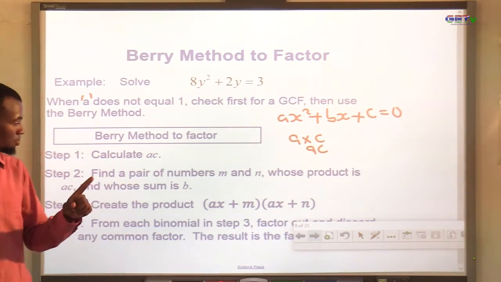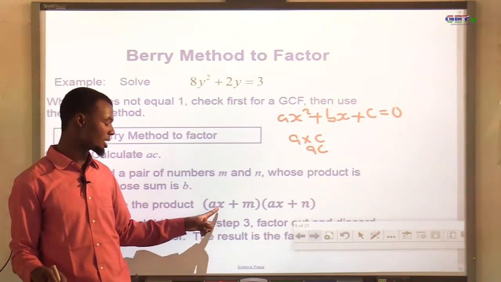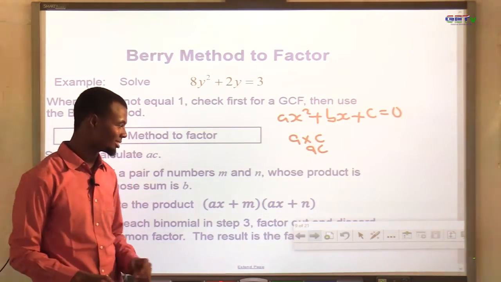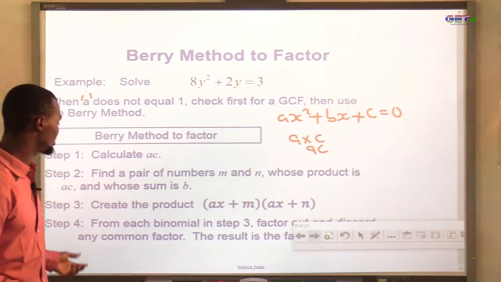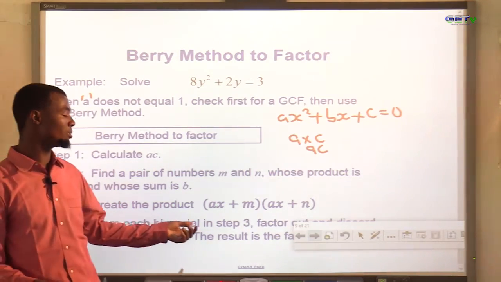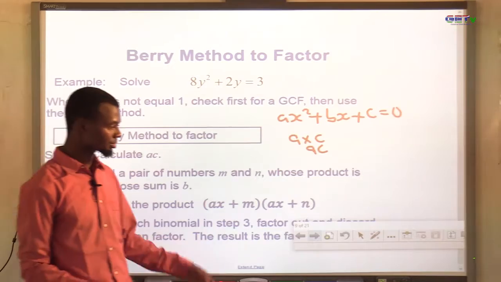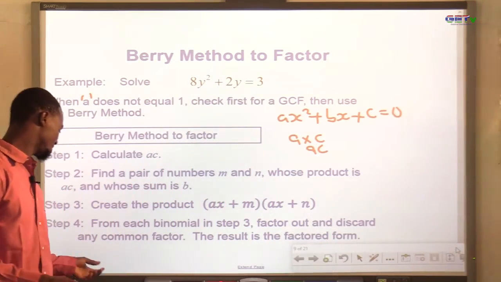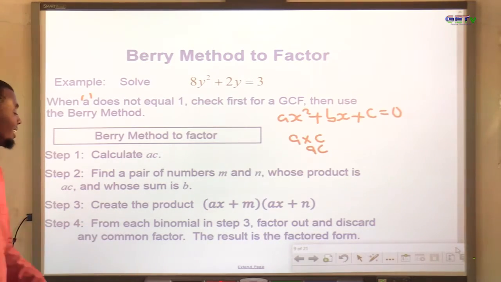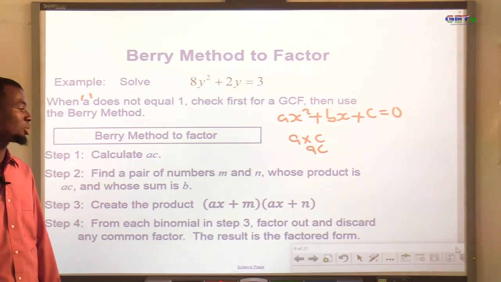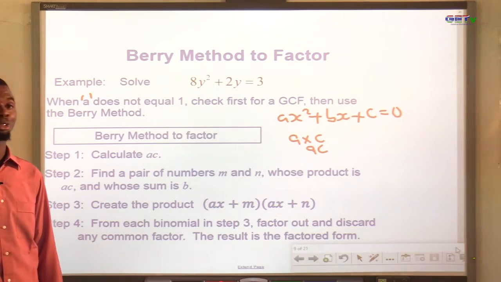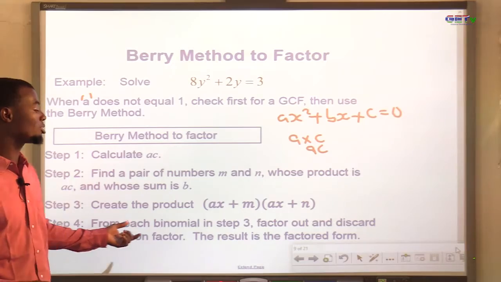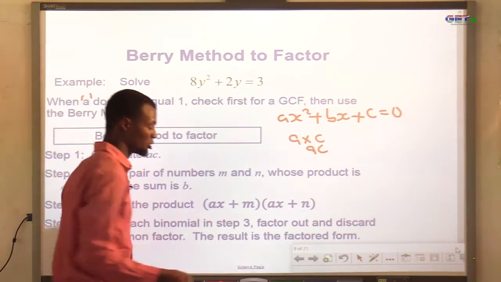Step 3, create the products in this form: ax plus m and ax plus n. Then the last one, step 4: from each binomial, factor out and discard any common factor. The result is the factored form. If you factor out any common factor, that is what is called the factored form.